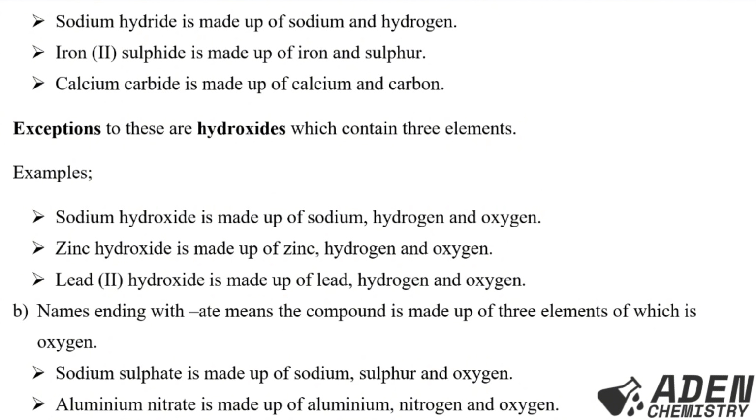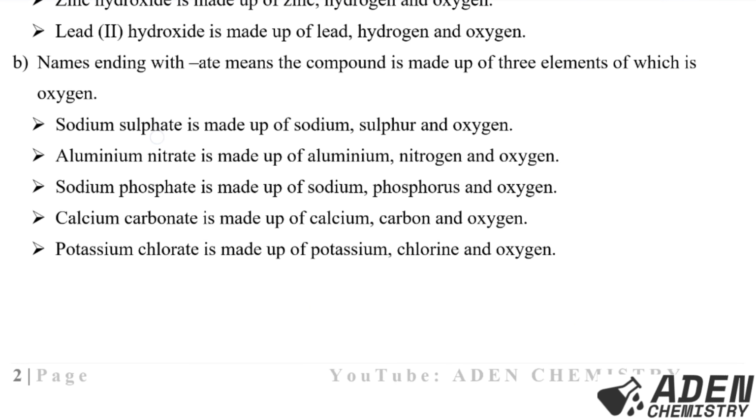B: names ending with ATE mean the compound is made up of three elements, one of which is oxygen. Examples: sodium sulfate ends with ATE, so it is made up of sodium, sulfur, and oxygen. Aluminum nitrate is made up of aluminum, nitrogen, and oxygen. Sodium phosphate is made up of sodium, phosphorus, and oxygen. Calcium carbonate is made up of calcium, carbon, and oxygen. Potassium chlorate is made of potassium, chlorine, and oxygen.